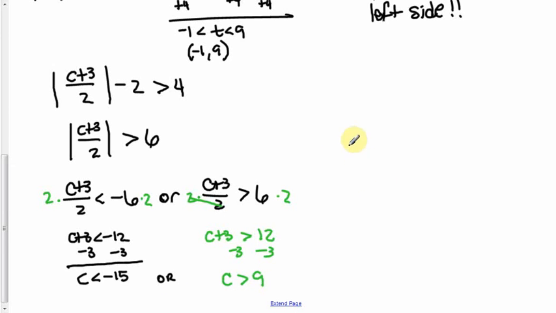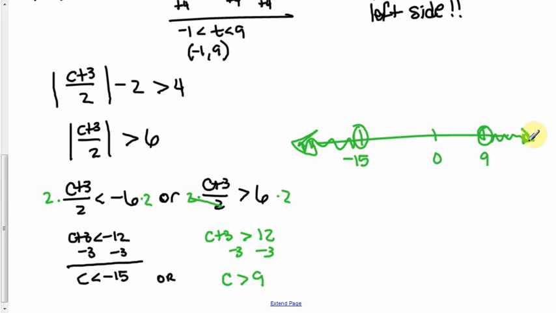If we were to graph that on a number line, it would be an open circle on 15 shaded to the left and an open circle on 9 shaded to the right. You can test points in each one of those and see if it works. Interval notation would be from negative infinity to 15, union with 9 to infinity.